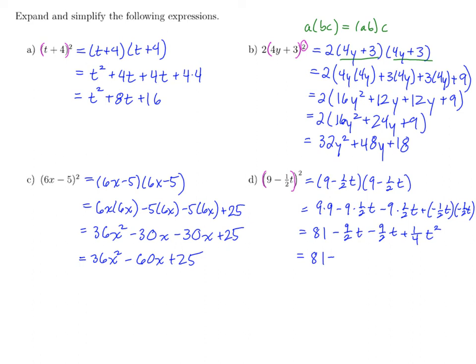Simplifying those two middle terms, those are like terms, and so I can turn this into 81 minus, and then depending on how much fraction math I want to do, I'll probably turn this into minus 18 halves t plus 1/4 t squared. And then as a last step, that subtracting 18 halves t can be subtracting 9t. So this expression, when fully simplified, will be 81 minus 9t plus 1/4 t squared. And one thing to note is that in general, we write polynomial expressions in descending order. So I could also write this as 1/4 t squared minus 9t plus 81 if I wanted that t squared term first.